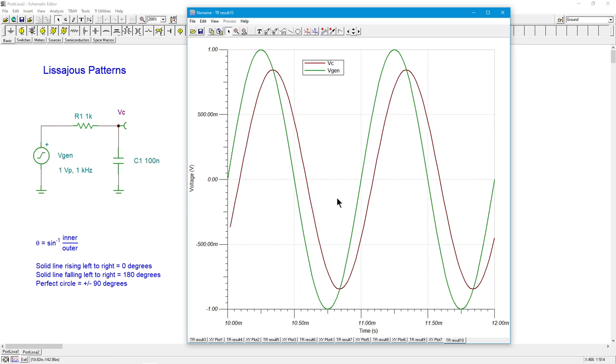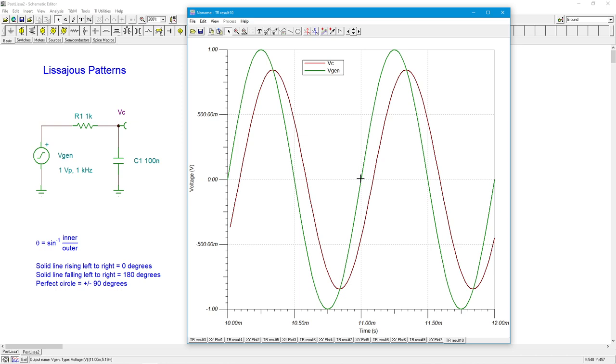Now, I can find what the phase shift is by using some cursors, right, and figure out what this time delay is. And knowing what the period is, I can take that ratio, multiply it by 360. Bingo, I got my phase shift. That's one way of doing it. And it's a great way to do it. All right? It's a very accurate way to do it.